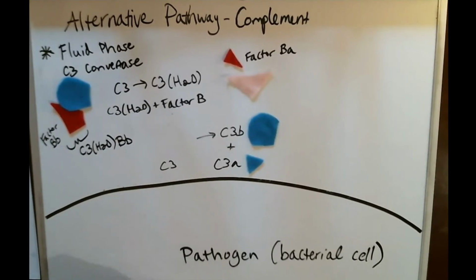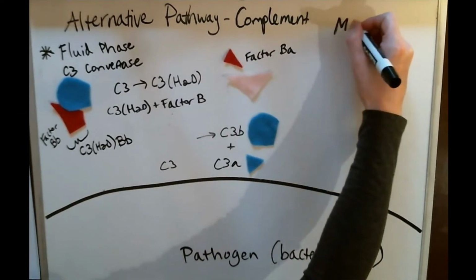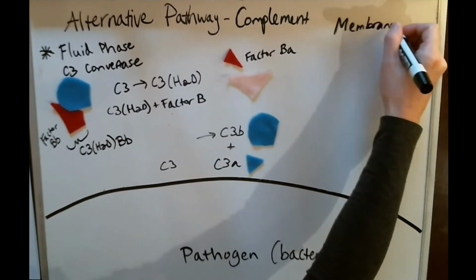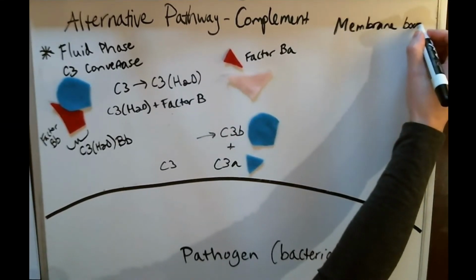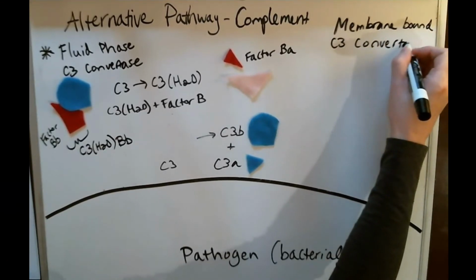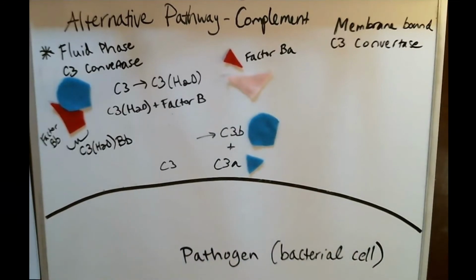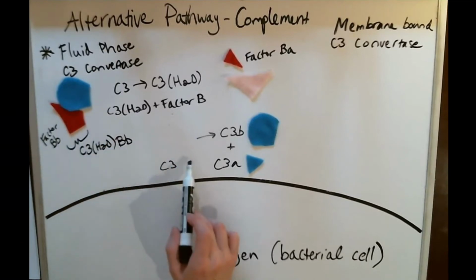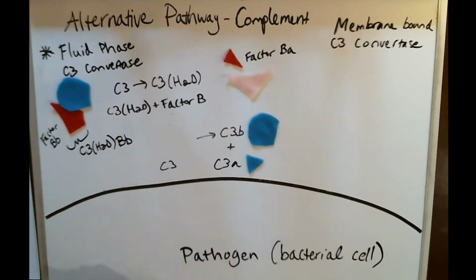Now, the other part of this pathway is what we call the membrane-bound C3 convertase. So I'm going to write that up here. And this relies on the formation of C3b. So that can be from the fluid phase C3 convertase, as we saw over here. That's going to generate C3b from the C3 molecule. I can put that back in there. C3 going to C3b and C3a.